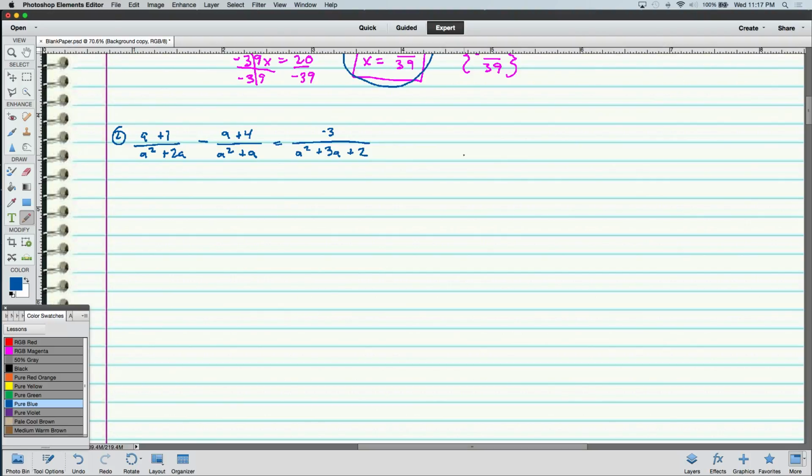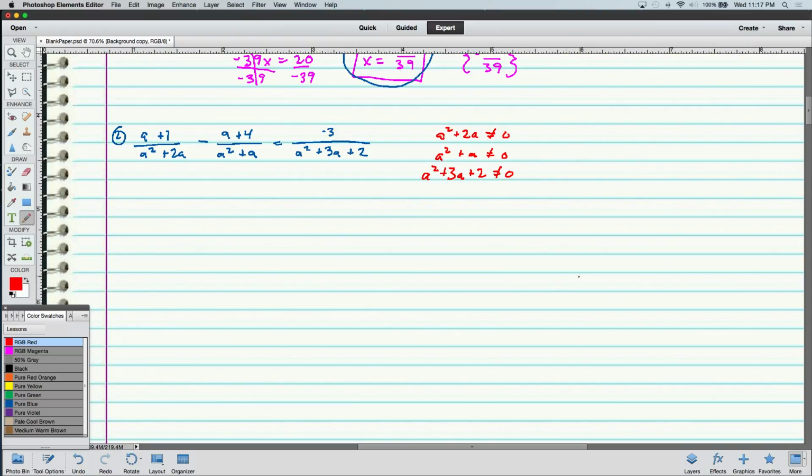Step 1, list any restrictions on our variable. Again, that is when this denominator is equal to 0. We cannot have an a value that makes this denominator equal to 0. So a squared plus 2a cannot equal 0, a squared plus a cannot equal 0, and a squared plus 3a plus 2 cannot equal 0.